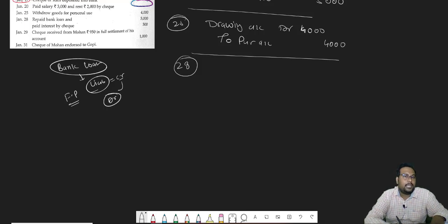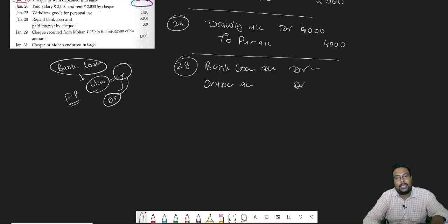And how can a liability be closed? Liability was always credit, so it can be closed by making it debit. So bank loan account debit. Now, paid interest by check. When we are paying something, it is our expense, so interest account debit. Bank loan will be debit because we are closing the bank loan. Bank loan was a liability, liability is always credit, and when we close any liability, we have to make it debit. So bank loan account debit.